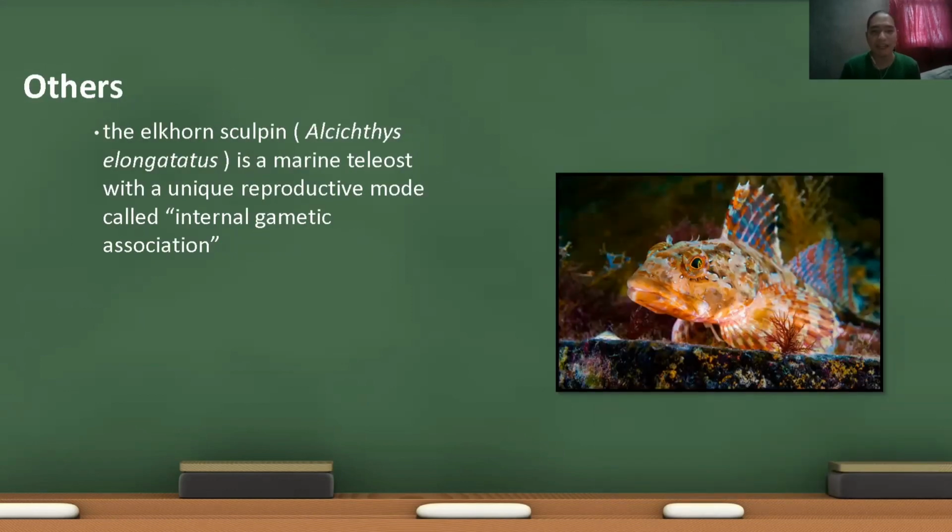The elkhorn sculpin, or Alcichthys elongatus, is a marine teleost with a unique reproductive mode called internal gametic association, where sperm are introduced into the ovary by copulation and then enter the micropylar canal of ovulated eggs in the ovarian cavity. However, the actual sperm-egg fusion does not occur until the eggs have been released into seawater.